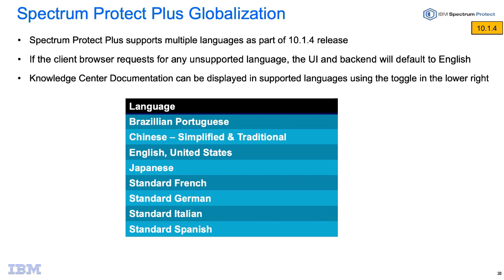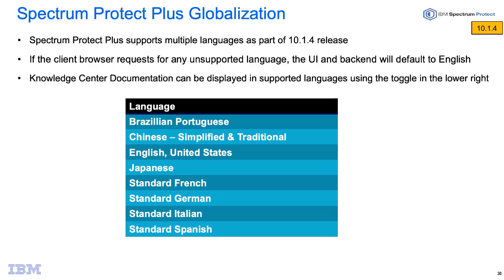Another request that we've had is, we're IBM, obviously International Business Machines, so we have a lot of customers that are not necessarily English speaking, or perhaps English is not their first language, and they want to use the product in their native language or see the documentation in their native language. So beginning at version 10.1.4, we've introduced global languages, the list that you see on the screen in front of you.